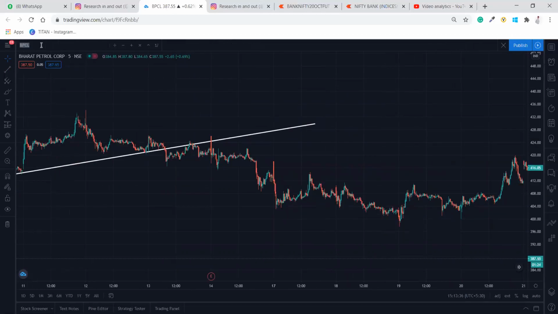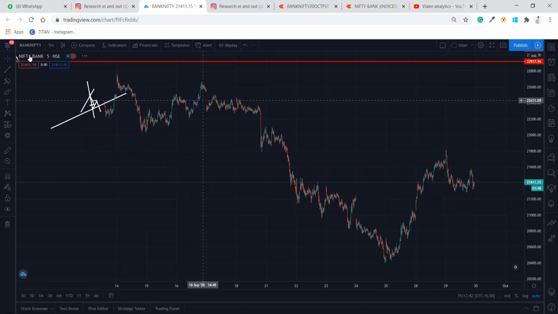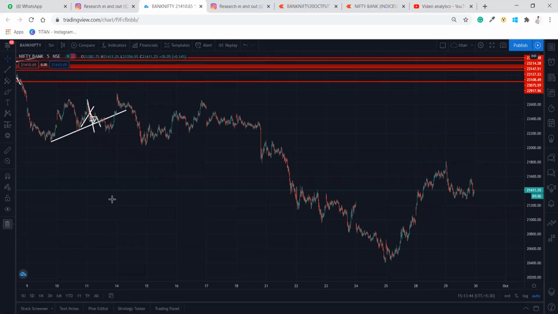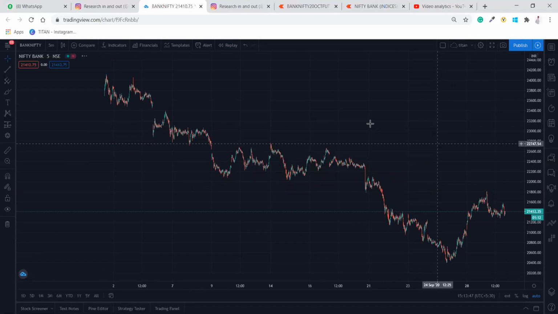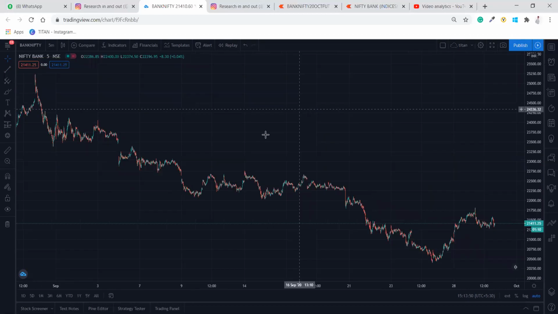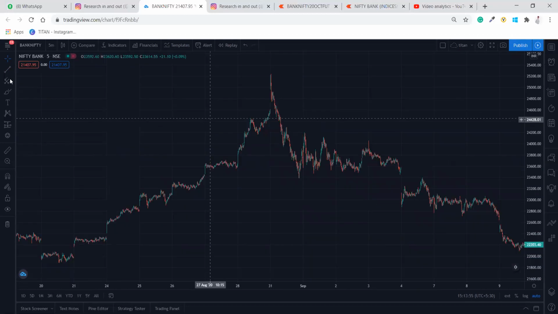Now I'll be jumping to Nifty Bank because Nifty Bank is a good stock, and there I'll be showing you how to do the scalping as well and everything. So this is a 5 minutes time frame. Okay, now let's see how the trend line works in Bank Nifty. If you'll see, it has kept on moving. It has gone up, made a low, then gone up, made a low.